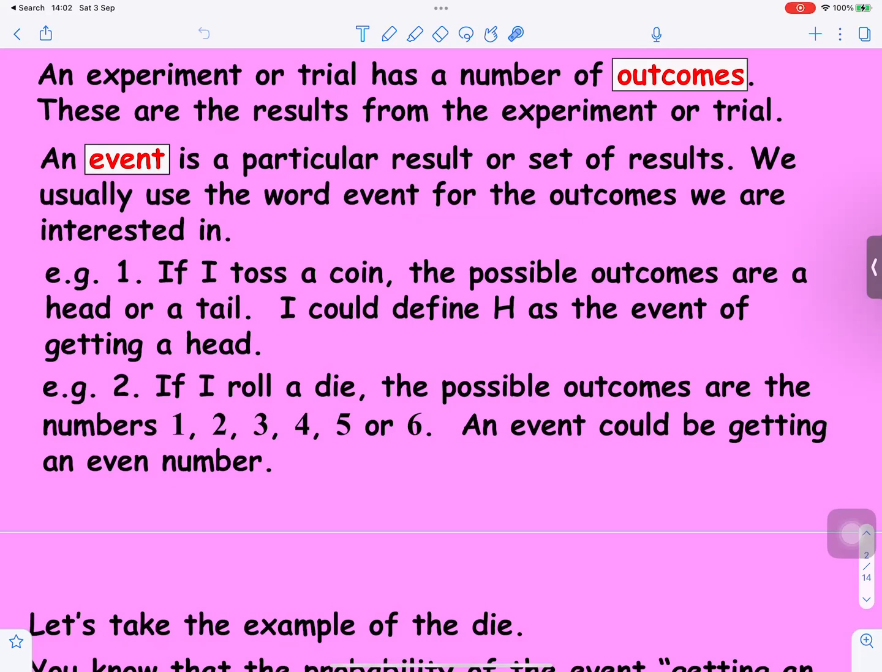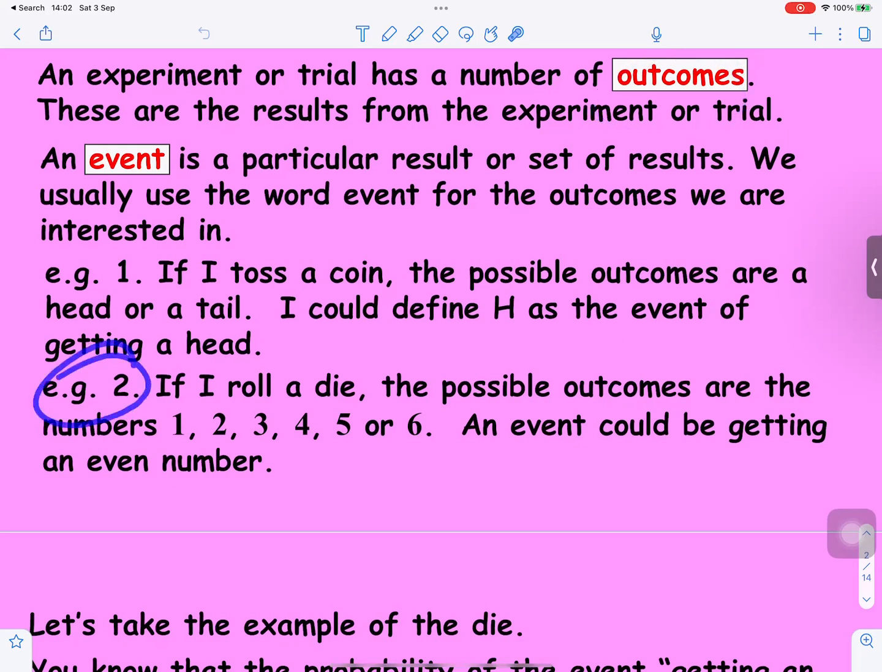For example, if I toss a coin, the possible outcomes are heads or a tail. I could define H as the event of getting a head. So when you toss a coin, you can get a head or you get a tail. So the event is the head or the event is the tail. And those are the outcomes.